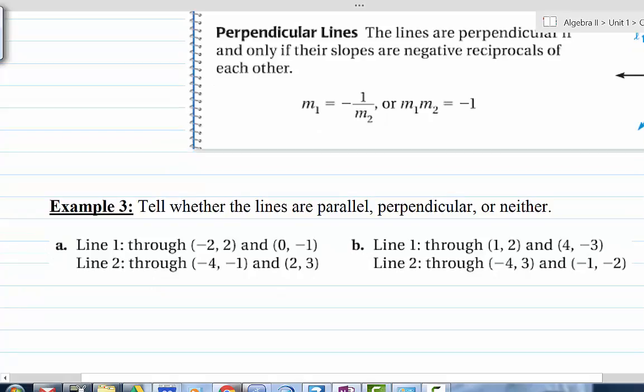So how about this? What I want you to do is part A. I want you to pause the video, find the slope of line 1, and find the slope for line 2. Then we'll be able to find out whether or not the slopes are the same. So go ahead and pause the video, find the slopes, and then we'll discuss it when you come back.